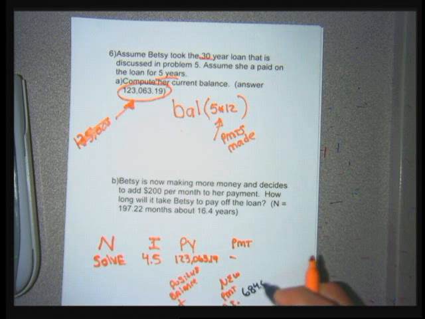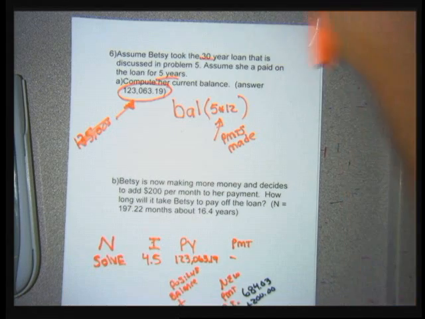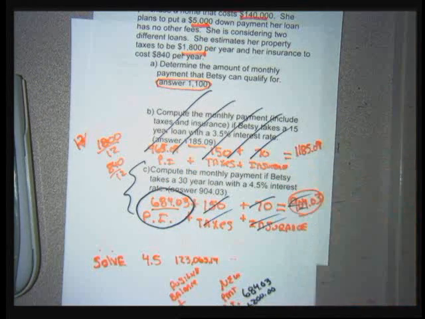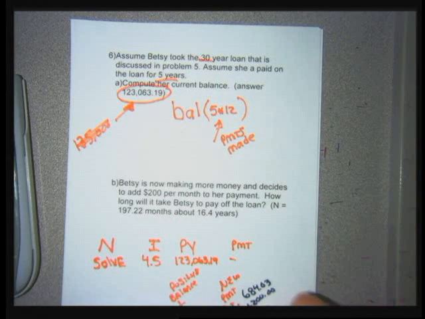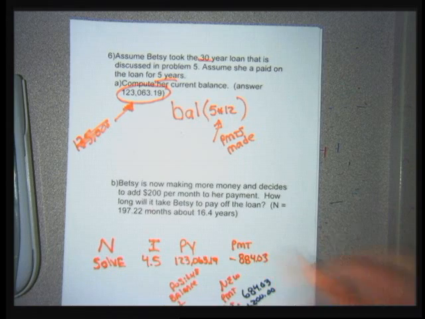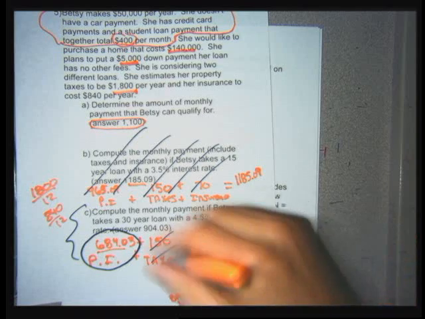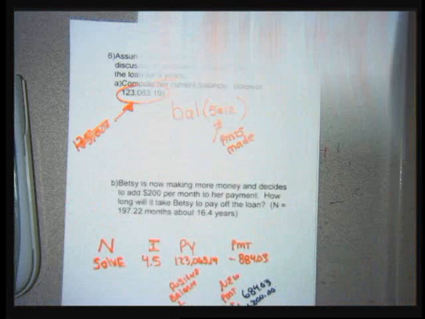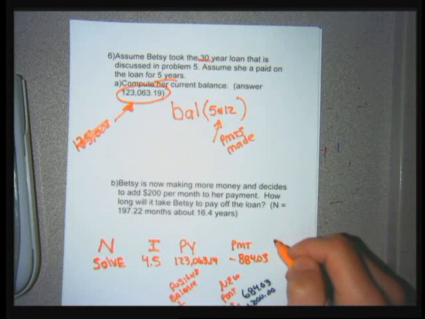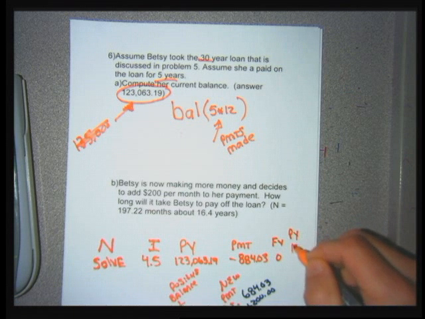And when I'm using the TVM solver, I'm only using the PI portion of my payment. I'm not using the taxes and insurance. So Betsy, when she owes $123,000, she's going to add $200 to her principal and interest portion of her payment, and the PI portion of her payment is going to go up to $884.03. Her real payment's going to go from $904 to $1,104, but the taxes and insurance don't go in the TVM solver.